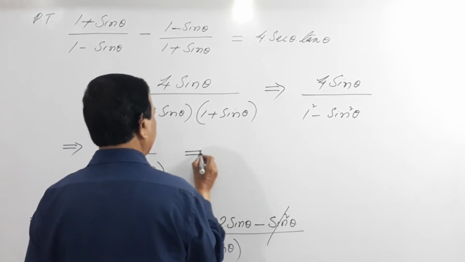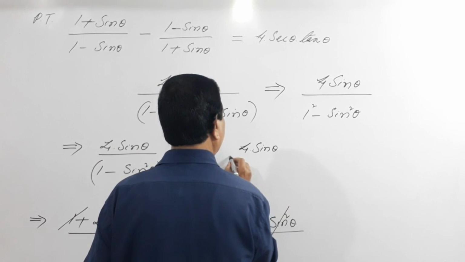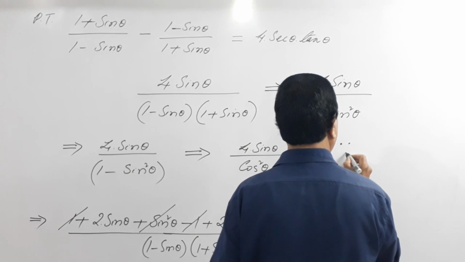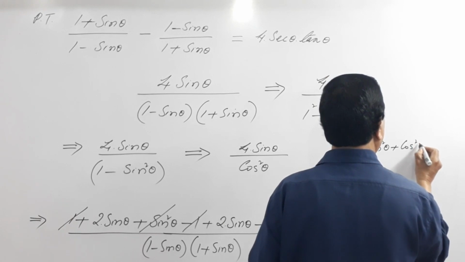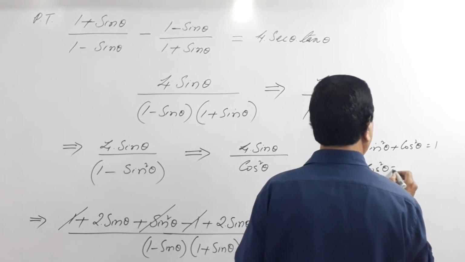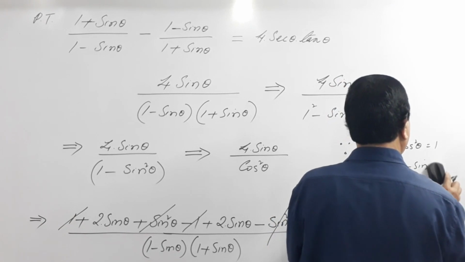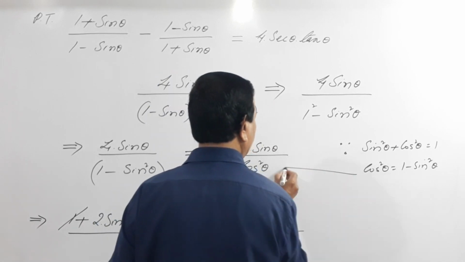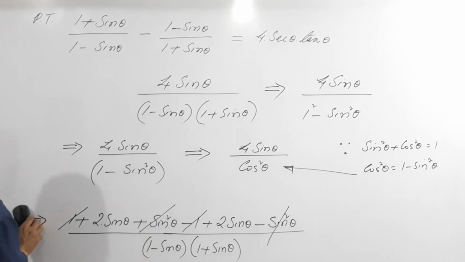So this becomes what? That is 4 sin theta by cos square theta. Since sin square theta plus cos square theta equals 1, therefore cos square theta equals 1 minus sin square theta. So I have substituted this value here. Okay.